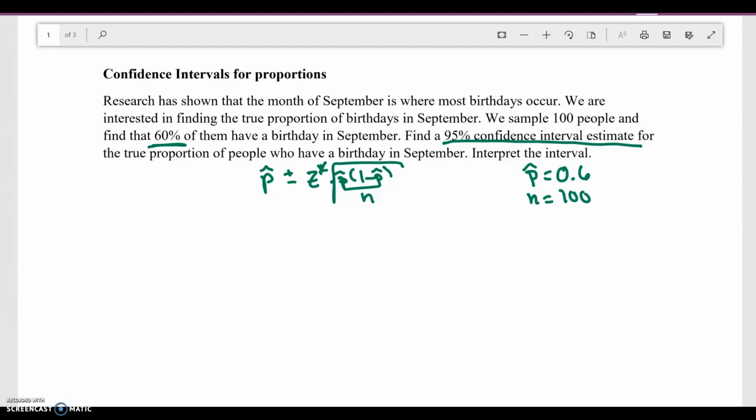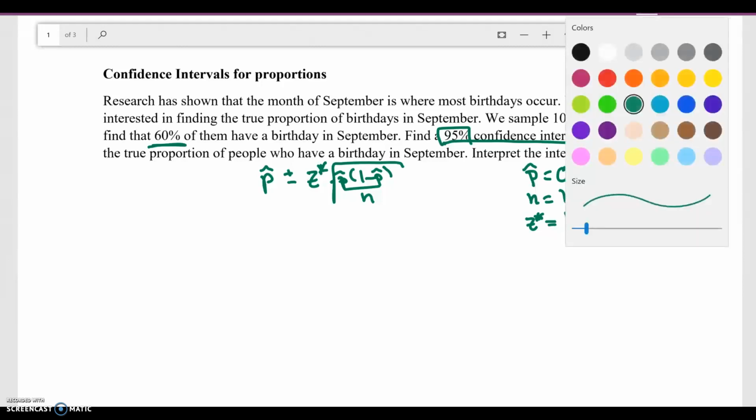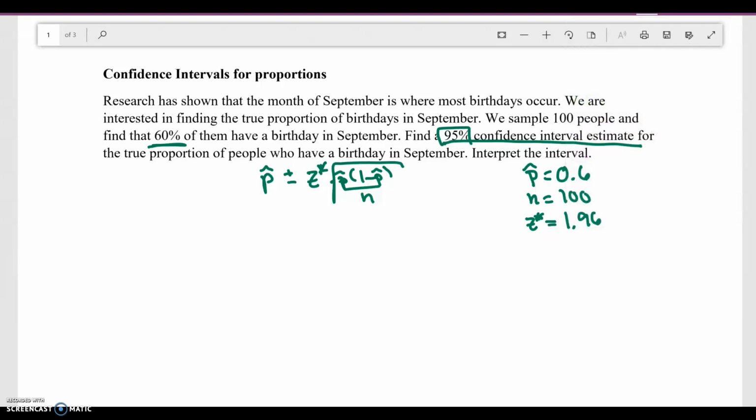And then what else are we missing? We're missing z star. Now, z star corresponds with the 95% confidence interval. If you remember in the notes, I did give you a number for 95%. And for 95%, the number corresponding with that is 1.96. All right. So now once we have this piece of information, all we have to do is plug all that into our formula.